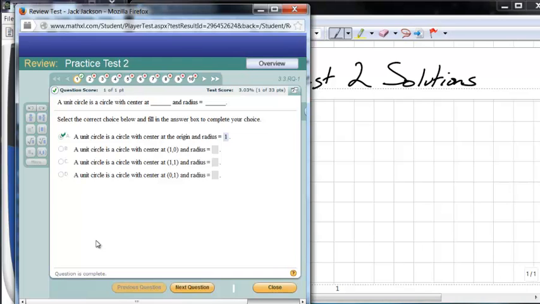So here we go. The first question is: a unit circle is a circle with center at blank and radius equal blank. Well, the unit circle has its center at the origin and radius 1.